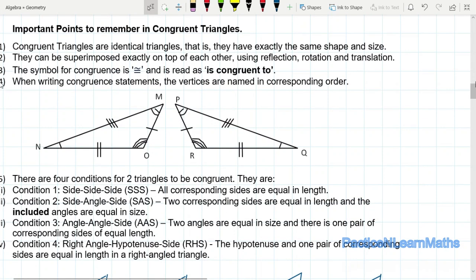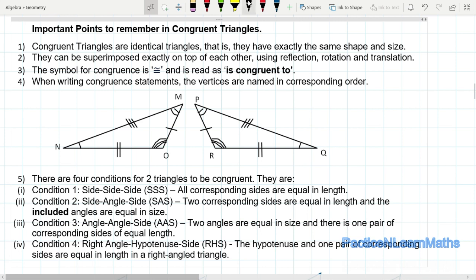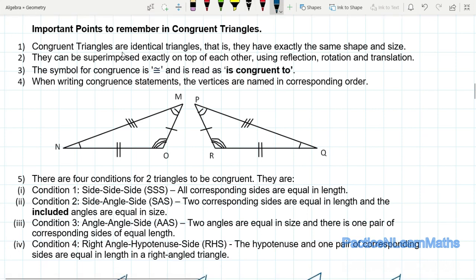Okay, now we come to the important points to remember in congruent triangles. First one, congruent triangles are identical triangles. That is, they have exactly the same shape and size. I told you, the word identical is very important. Point 2. They can be superimposed exactly on top of each other using reflection, rotation and translation.